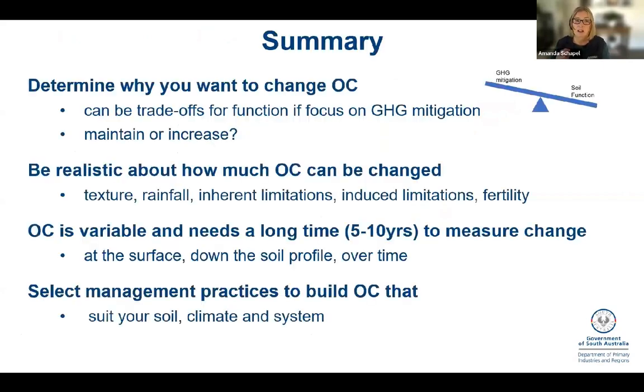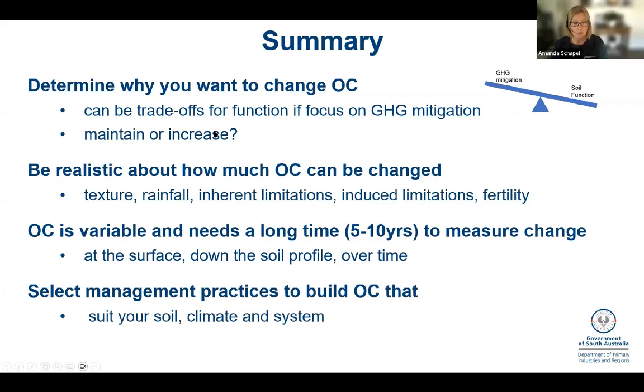What can you do? Determine why you want to change carbon. Most of my focus for people is to maintain what you have. If you can increase it, that's fantastic. There is a cost to increasing it, for inputs and biomass. Maintaining numbers could be quite difficult going forward.